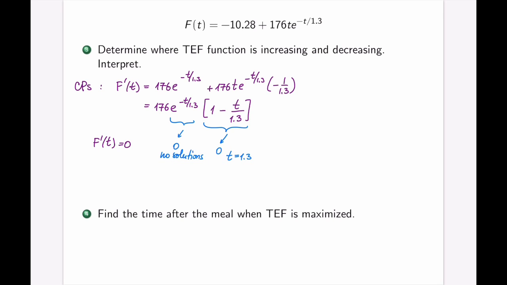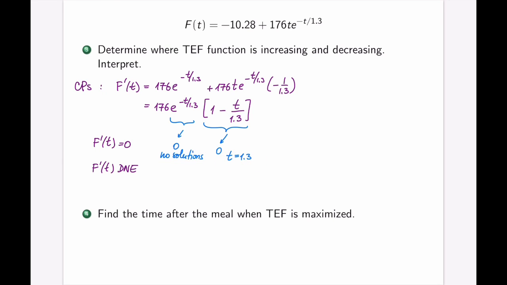The other case I also have to consider: when does this derivative not exist? So taking a look at my expression here, what are the values of t that I cannot plug into a function? Well, exponential is defined for all t's, and in the brackets, I only have a linear function really. So there are no solutions to this particular case, and therefore my only critical point is the one that I found here, which is 1.3.